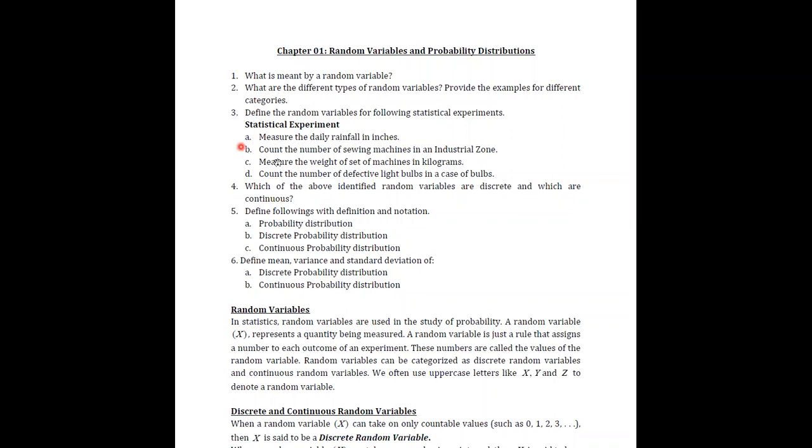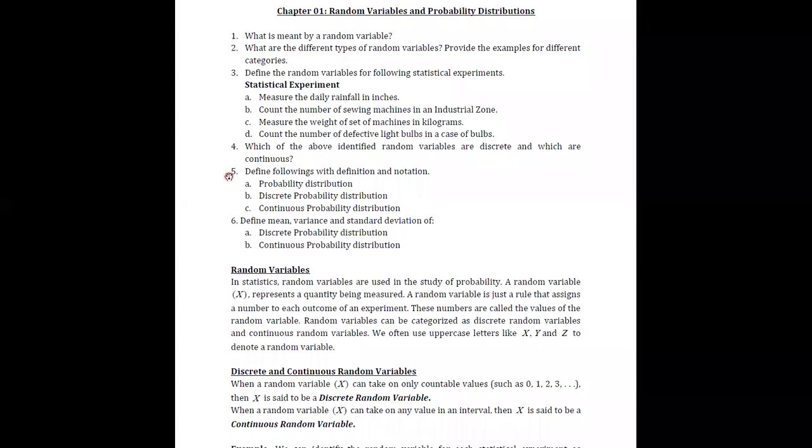Here, 4 situations are given. Then we'll discuss them one by one, how we can define the random variables for each of these experiments, and then how we can identify whether the random variable is a discrete random variable or a continuous random variable. And in the latter part of this session, we will discuss some definitions and notations for probability distributions, discrete probability distributions, and continuous probability distributions.